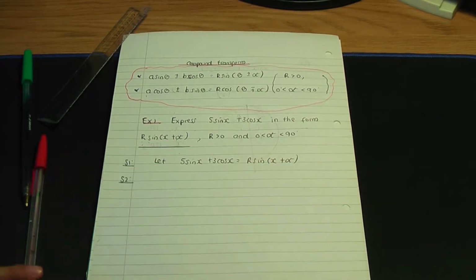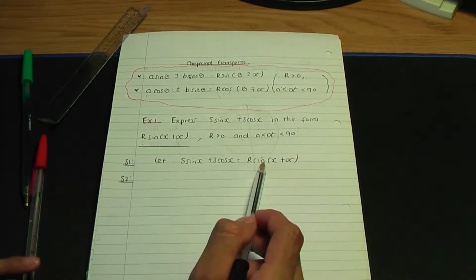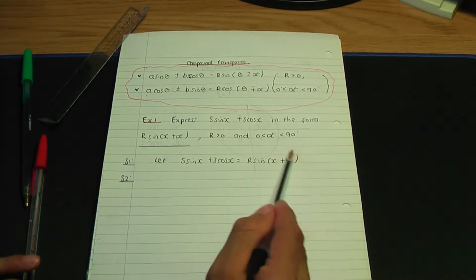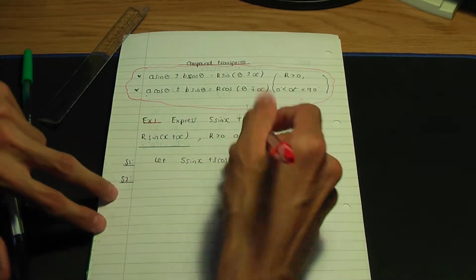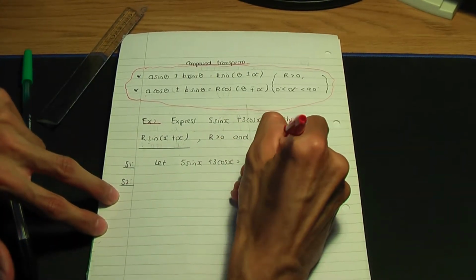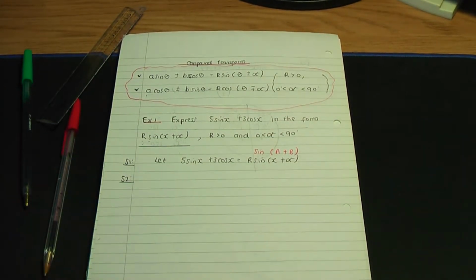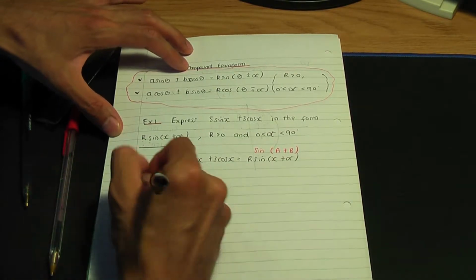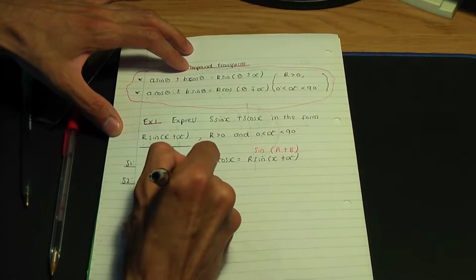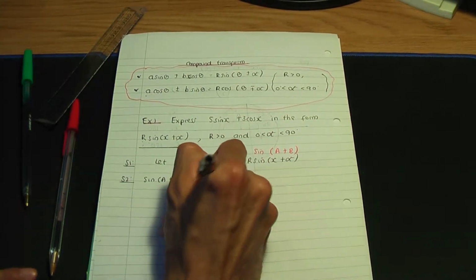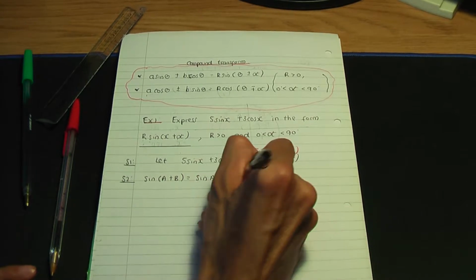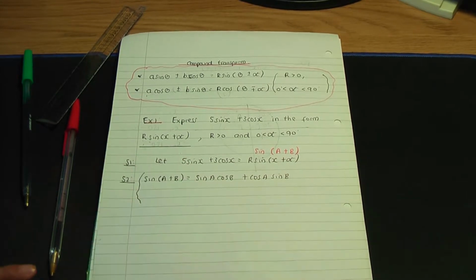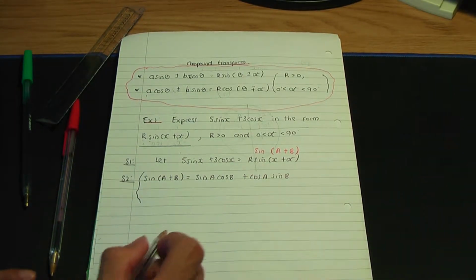In step number 2, we use the compound angle formula for sine a plus b and rewrite the right hand side. So we're going to use the identity for sine a plus b and rewrite the right hand term. So remember the formula for sine a plus b: sine a cos b plus cos a sine b. Let me make that note as a side calculation, okay?